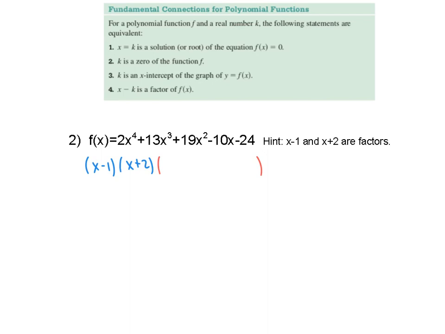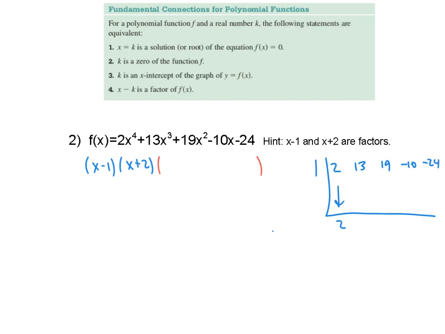We can do the same thing we did before. So we're going to begin by dividing by either x equals 1 or x equals negative 2. It doesn't really matter which one you start with. You're going to have to use them both. I'll start with x equals 1. So I've got my synthetic division. I'm going to put 1 outside. My coefficients of my dividend are 2, 13, 19, negative 10, and negative 24.